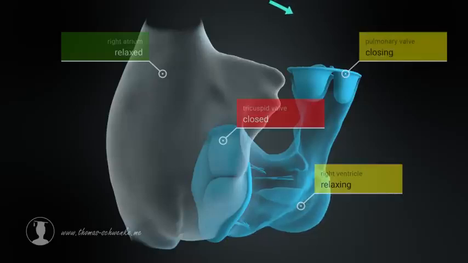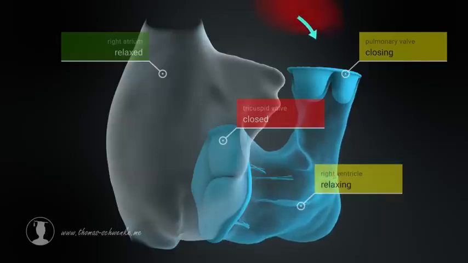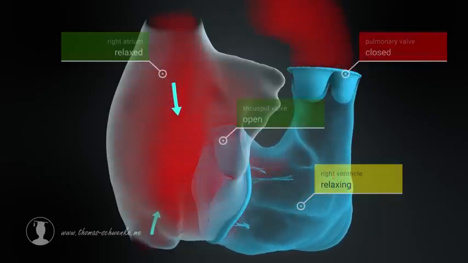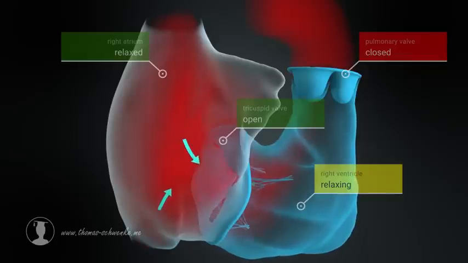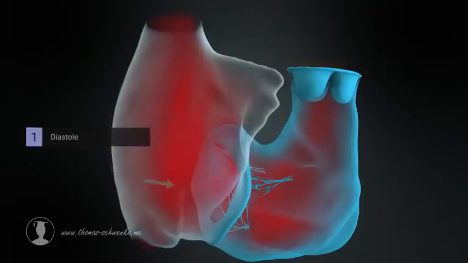This causes the pulmonary valve to close, as the pressure in the pulmonary artery is higher than the pressure inside the ventricle. The tricuspid valve opens, allowing blood to flow from the atrium into the ventricle. Now the cycle begins again.